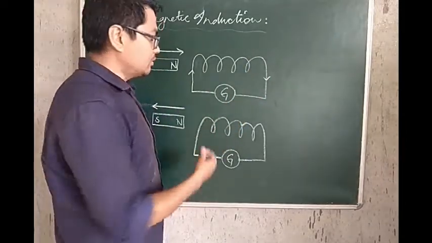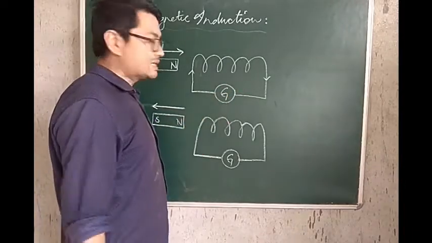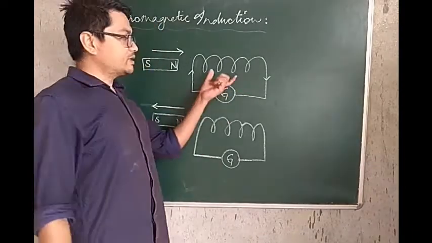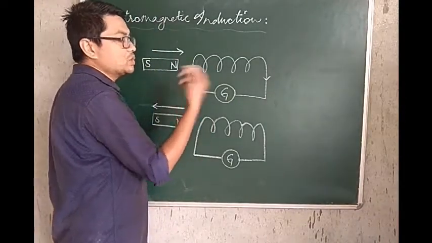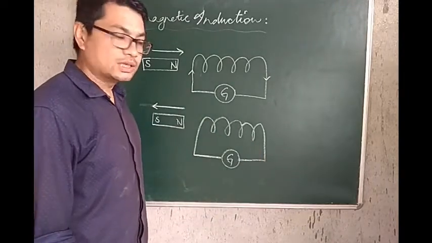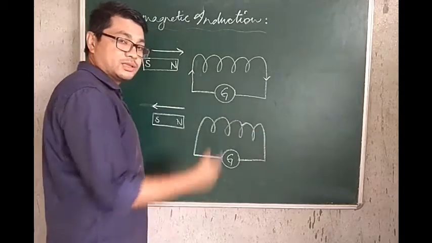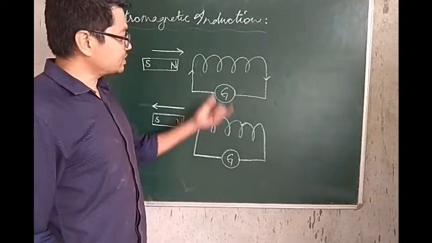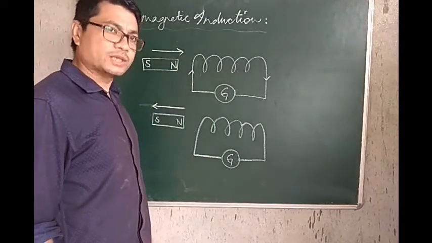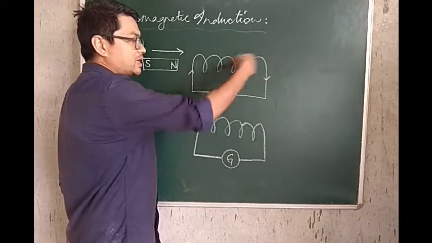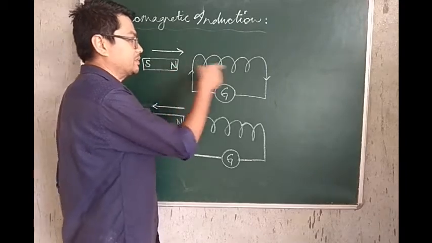How do we know that an induced current is generated? Because this galvanometer shows a deflection in a certain direction. Now, the direction of the current is such that it wants to oppose the cause producing it. So what is the cause producing an induced current in this coil? The cause that is producing the induced current is the north pole of this magnet coming closer to this coil. So the effect, which is the current getting induced, is such that it wants to oppose the north pole coming closer to the coil.